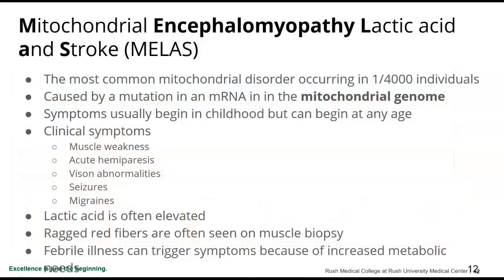But we're going to go back for a second to talk about the mitochondrial genes, so some of those 13 proteins. So MELAS is the most common of the mitochondrial disorders, occurring in 1 in 4,000 individuals. It's caused by a mutation in the mitochondrial genome. Symptoms usually begin during childhood but can occur at any age. Symptoms include muscle weakness, acute hemiparesis, vision abnormalities, seizures, and migraines. Lactic acid is often elevated, and we see ragged red fibers on muscle biopsy, which I'm sure Path will do a better job than me showing you. Febrile illness can trigger these.